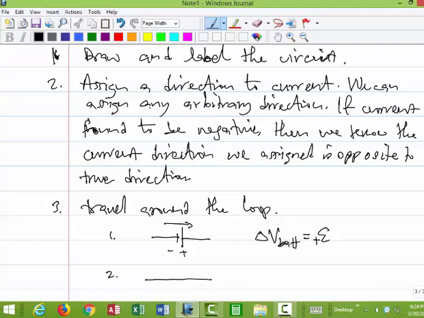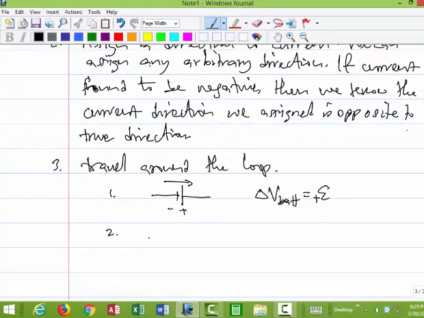Number two, let me redraw this. Let's say instead of going this way, the current is that way. So this is I. If I is that way, then it means the potential difference across the battery is equal to negative E.